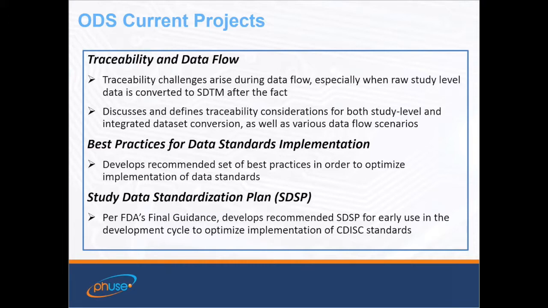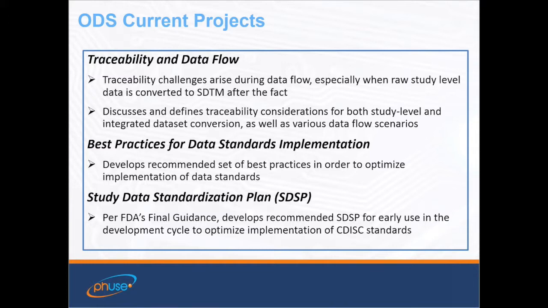So these are the three current projects that we have going on. The first is around traceability and data flow. And this is really touching on the fact that traceability challenges come up during the data flow process, especially when you're talking about raw study level data being converted to SDTM. And so the group is really working on discussing and defining traceability considerations, not just at a study level, but also when you talk about integrated data sets, and then the different data flow scenarios that arise.